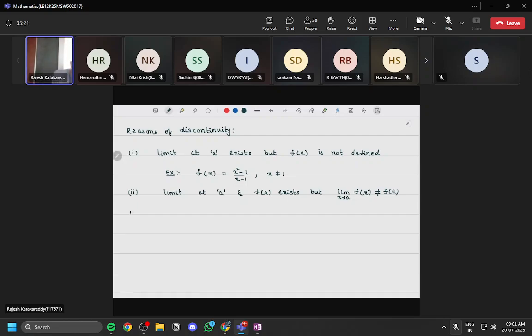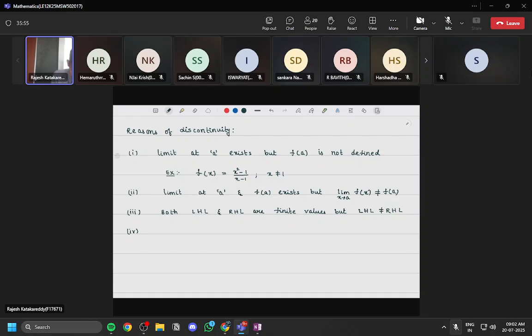Now the third one, both left hand limit and right hand limit are finite values, but the left hand limit is not equal to the right hand limit. Whatever you do, you cannot make this into a continuous function. No, that we will write later. These are the reasons. Later we'll write them.